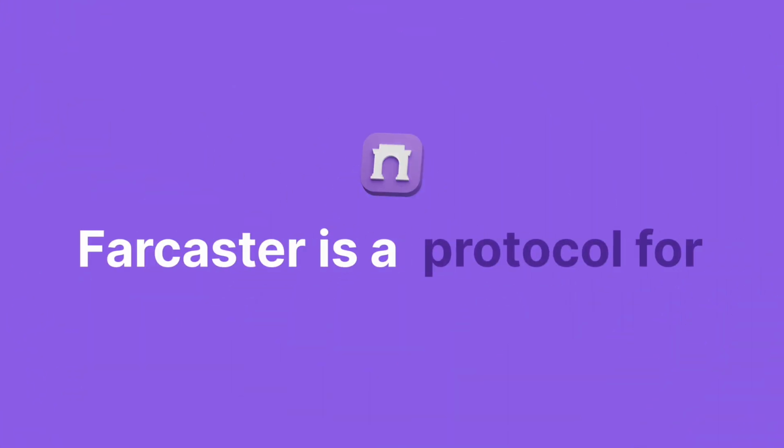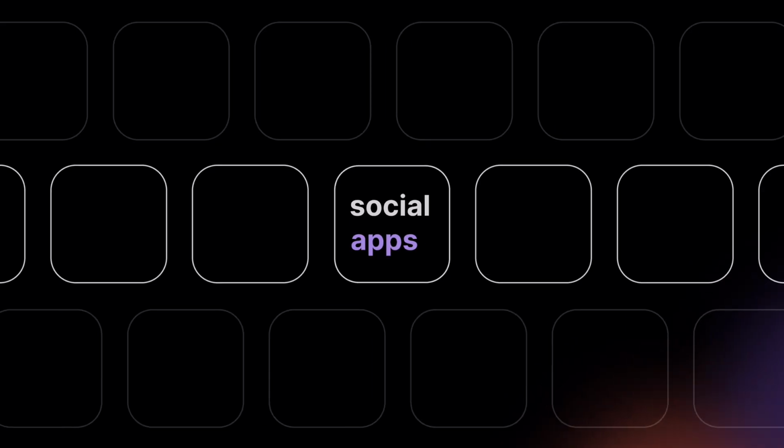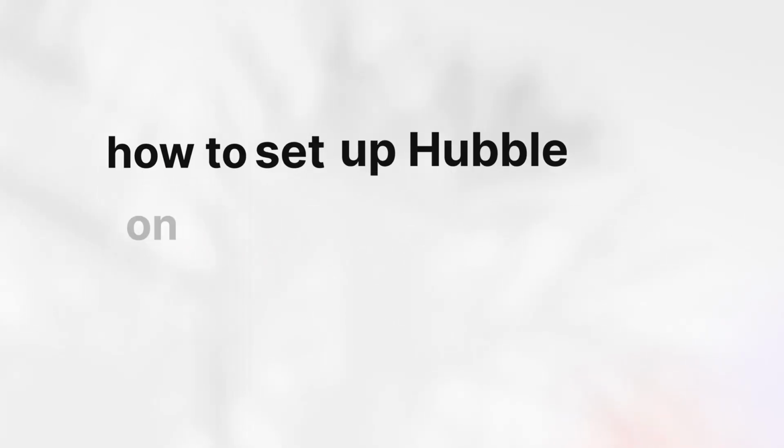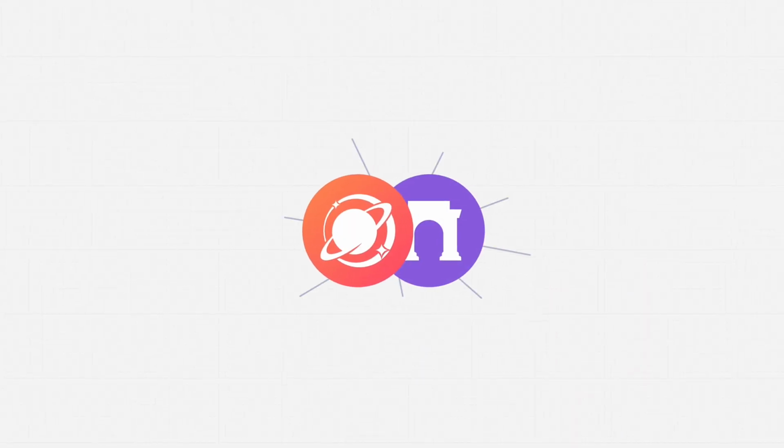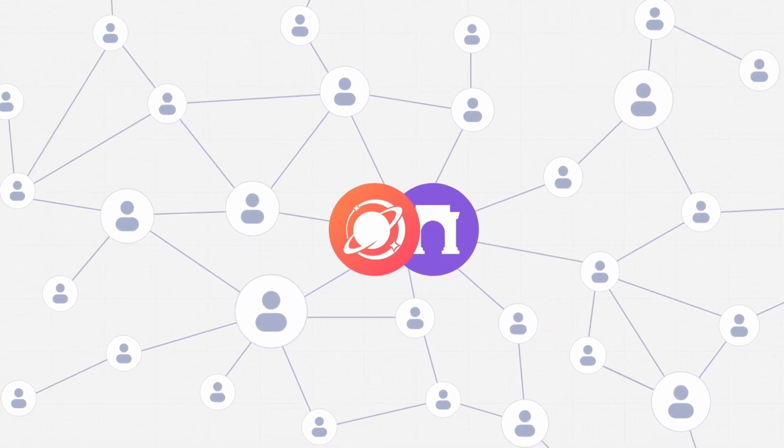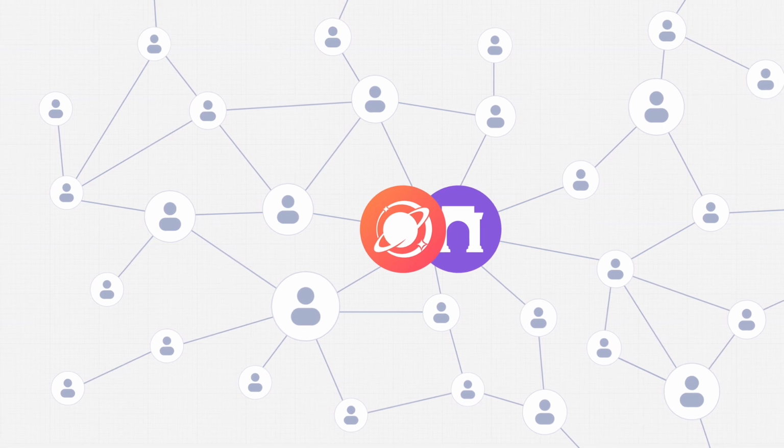Farcaster is a protocol for building decentralized social apps. Hubble is an implementation of this protocol. In this demo, we'll show you how to set up Hubble on your home cloud with just a click on Terminus. By the end of the video, you'll have a private instance of Farcaster on your machine ready to contribute to the decentralized social network.